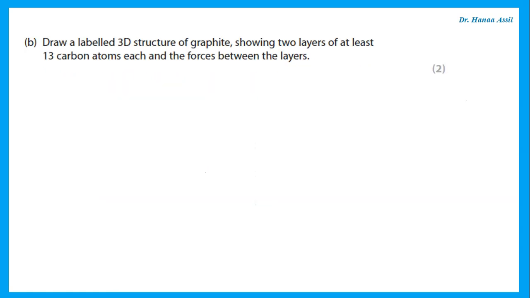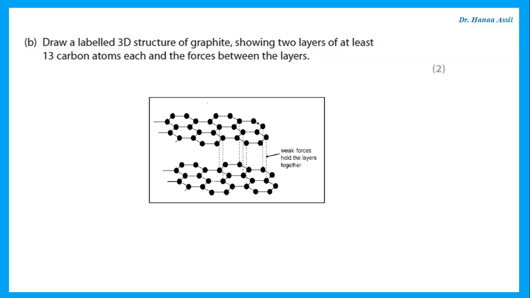Draw a labelled 3D structure of graphite showing 2 layers of at least 13 carbon atoms and forces between the layers. Remember, how do we draw graphite? Graphite are layers of 6-sided rings in which each carbon is covalently bonded to 3 other carbons, with weak attraction forces between the layers. So we know that graphite is soft because of the weak attraction forces between the layers, because the layers can slide over each other. So this would be a reasonable 3D structure.